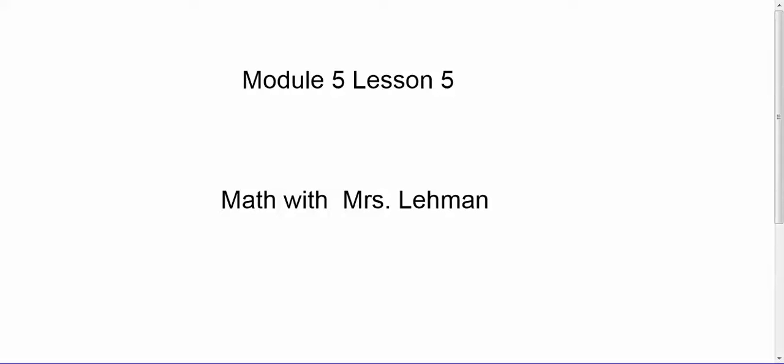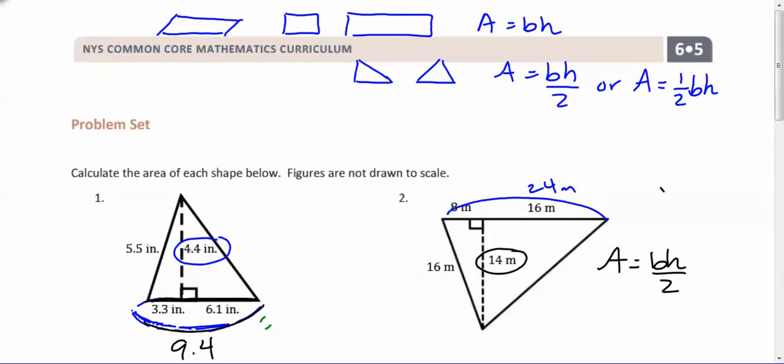I'm here with my 6th period class today, and we're going to do Module 5, Lesson 5. The first thing we're going to do is take a look at page 12 in your modules, which was your homework yesterday. So we're going to quickly review the things that you learned so far in this module.